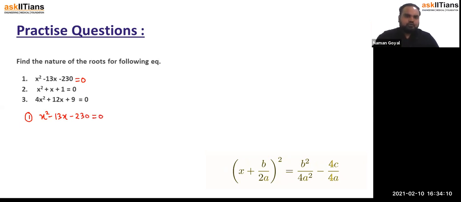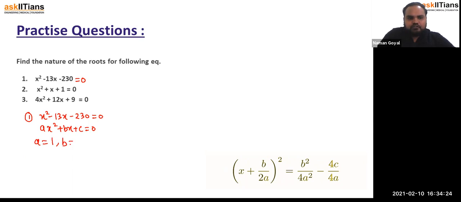So if you see, if we compare this equation with our general equation, ax square plus bx plus c is equal to 0, the value of a is 1, the value of b is minus 13, and the value of c is minus 230. Isn't it? So see, the question is asking for nature of roots only, right?